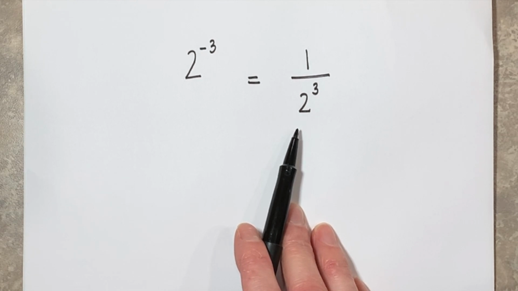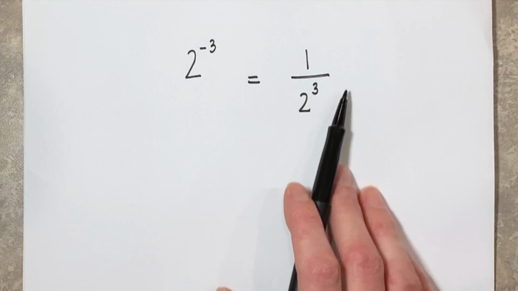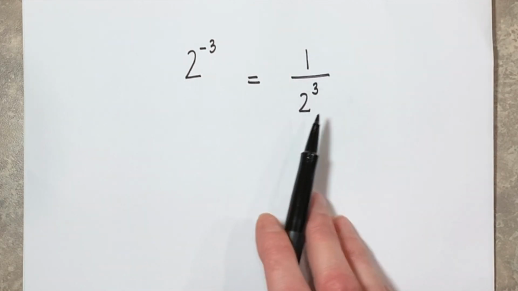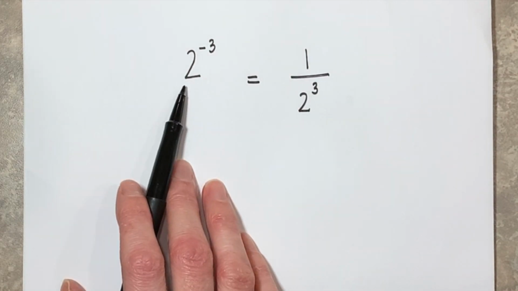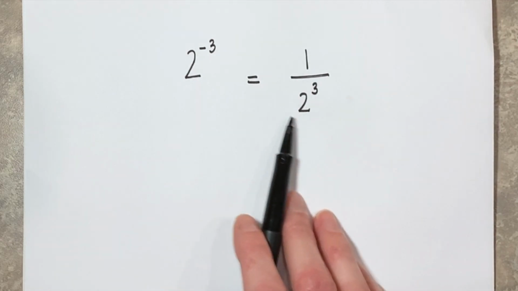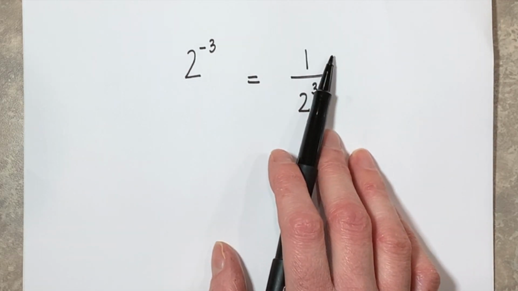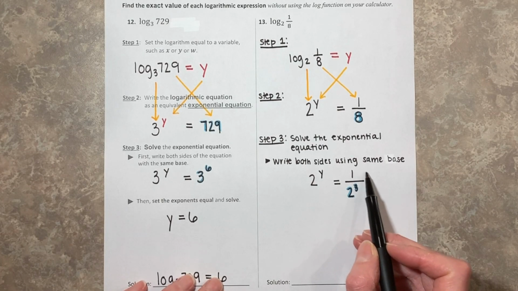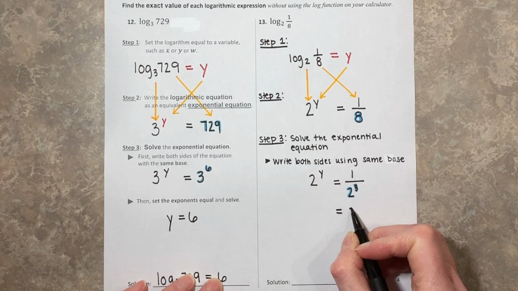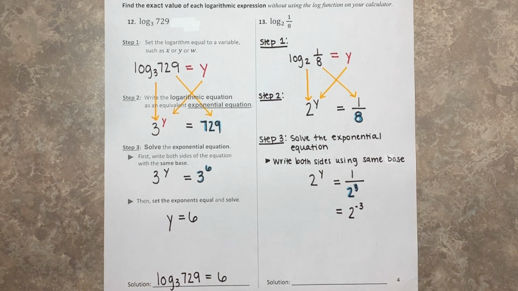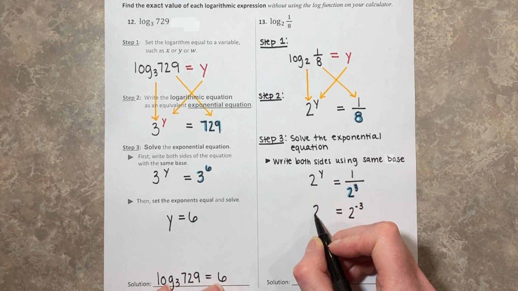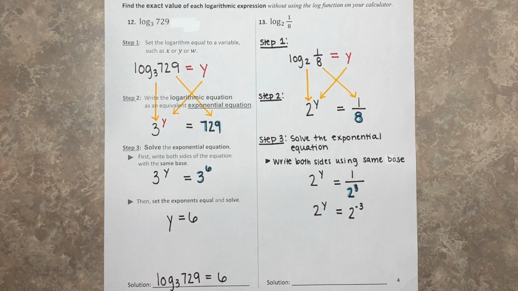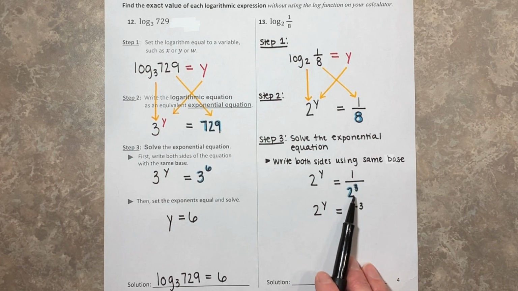But for the particular problem that we're working on, negative exponents are actually going to be helpful. So we're going to start off with this, and we're actually going to rewrite it using a negative exponent. So let's pick this up and move it to the numerator, and that will give us a negative exponent, 2 to the negative 3, and then we'll bring down our 2 to the y. Now we've written both sides using the same base, and we've gotten rid of this fraction.